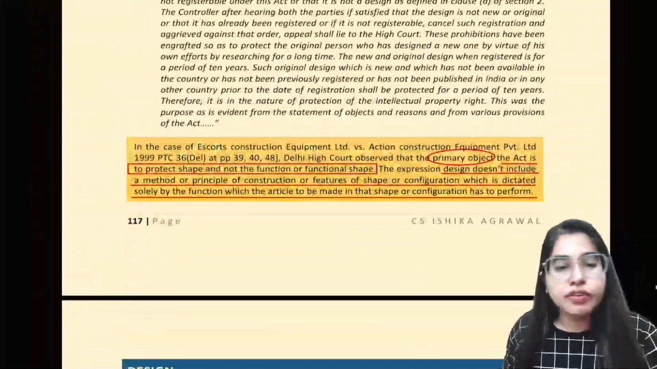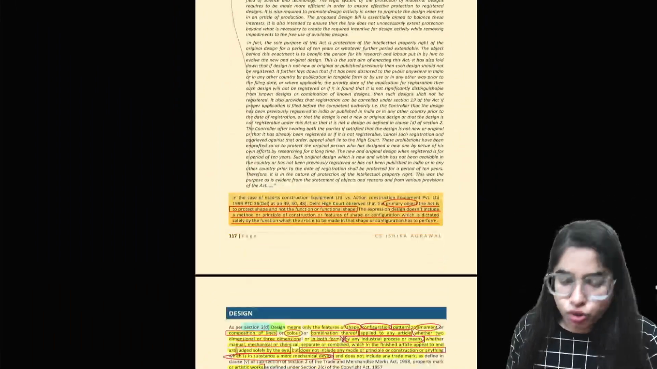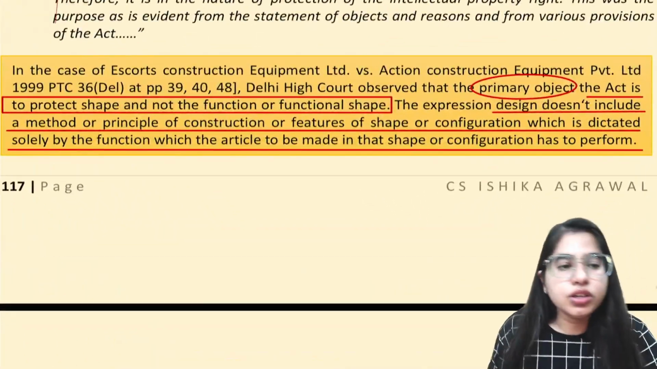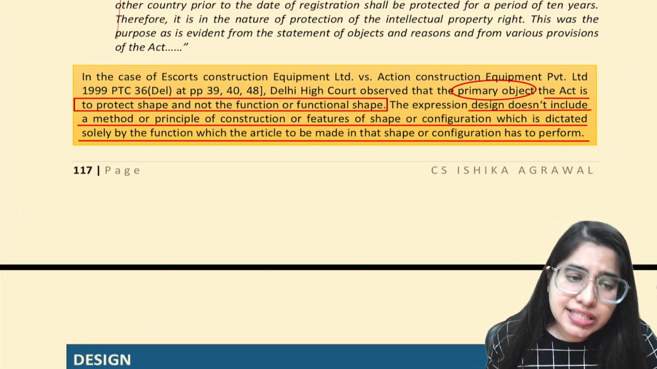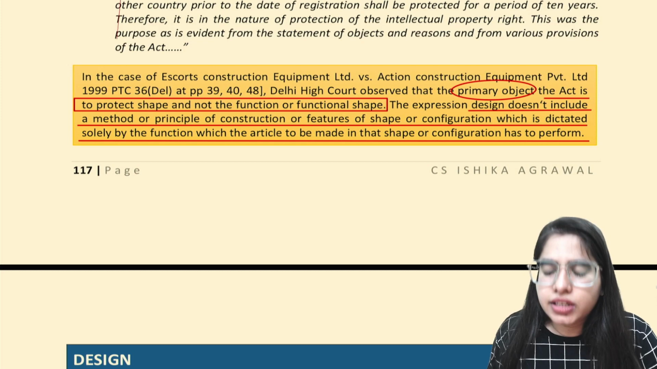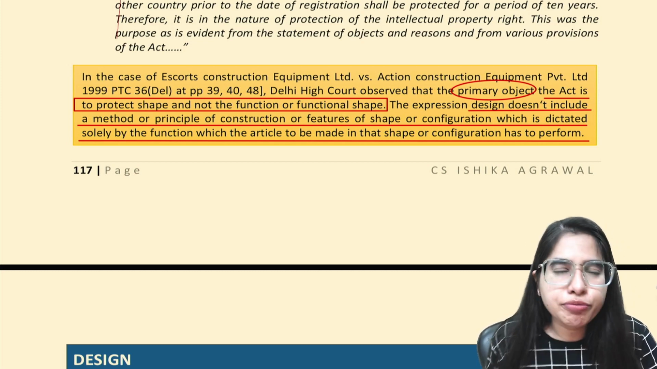This page is not relevant from examination point of view. A case law is given here. If you have to, you can read it. Come to the bottom table. In this table, the primary object is given. What is the object behind this act? What is the object behind this law? What is the primary object of making this Design Act?